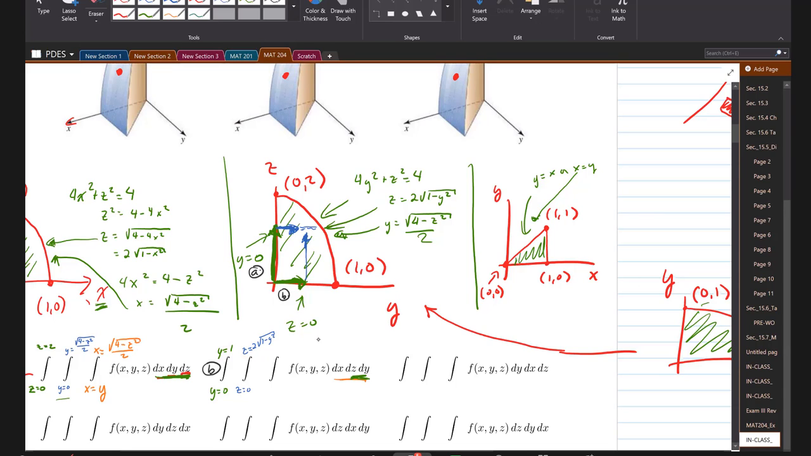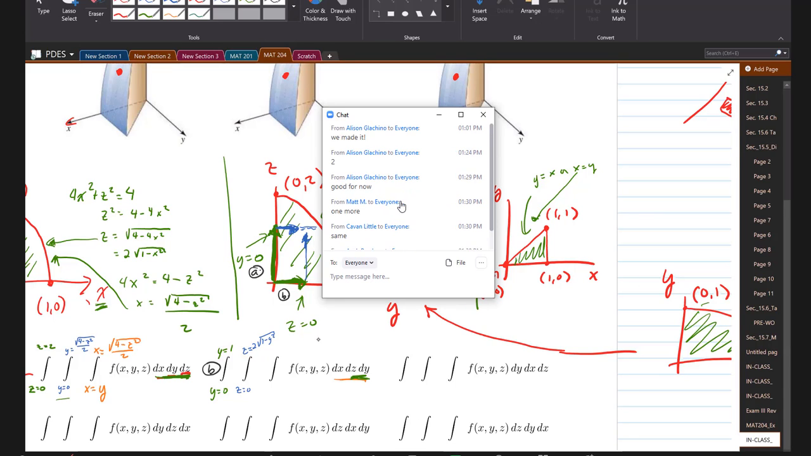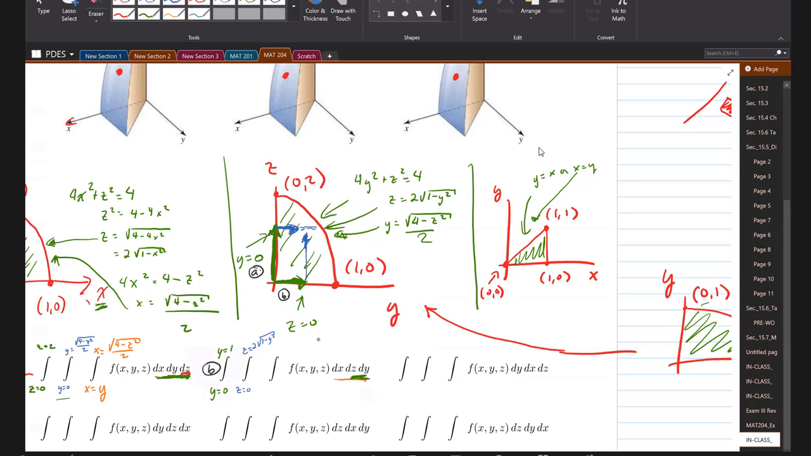Let's see here. Oh, maybe not. I don't know why sometimes I get this delay. When I'm working on my tablet screen, the chats come in with a delay. So anyway, all right.